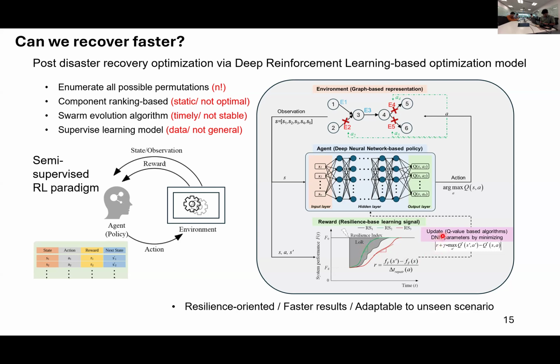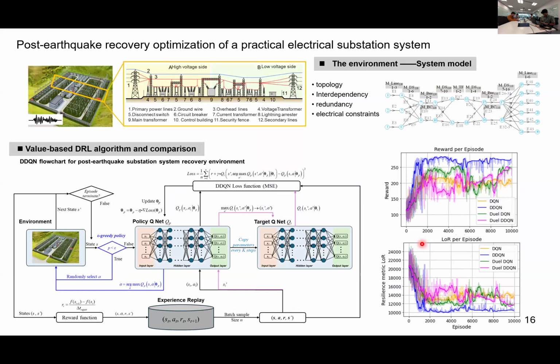And finally, we will use some Q-value-based algorithm to update the network parameters by minimizing this Bellman's equation in this task. Then we apply this framework to optimize the post-earthquake recovery of a practical substation system. As a first task, we extract the system into nodes and edges in a graph structure to capture the topology and also interdependency between the components.